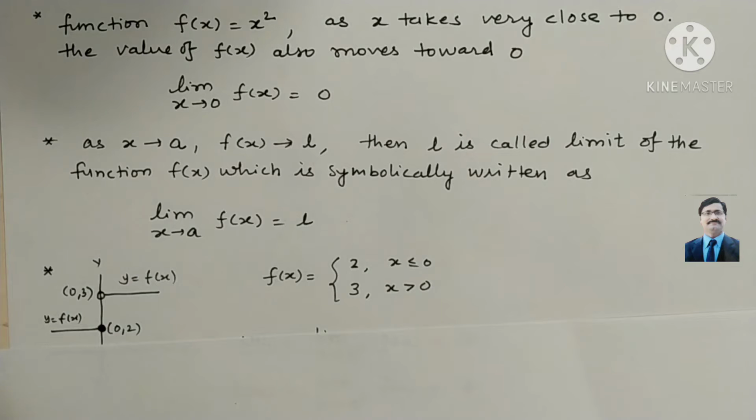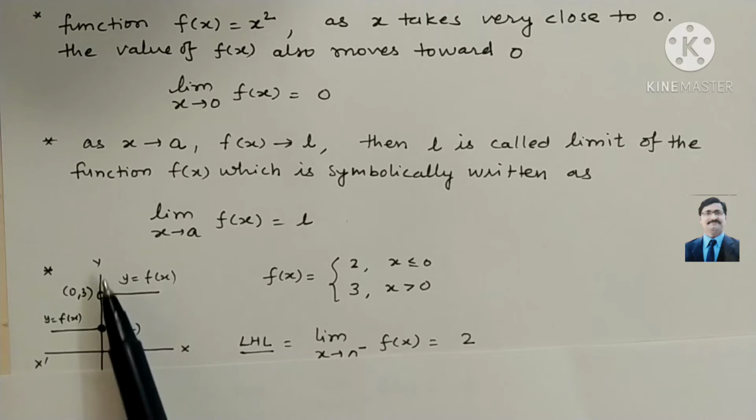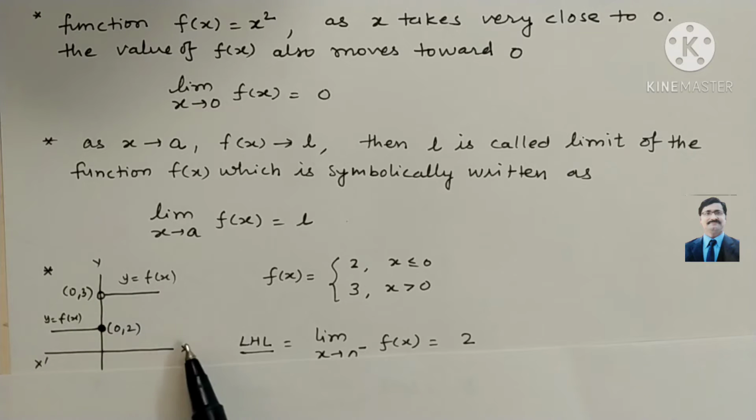Now one function is given to you: f(x) is equal to 2 when x is less than or equal to 0. This f(x) is always 2. Look at this point: in place of x, if we put 0, then the value is 2, so we put a dark point here, and this is the function. And if we have x greater than 0, the value is 3. So look here, this is the x axis and y axis.